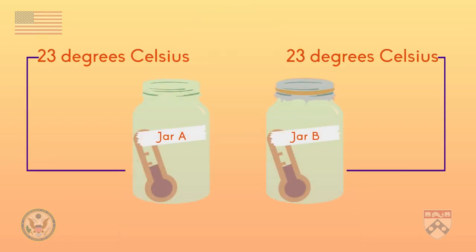First, we need to take the baseline, or beginning temperature of both jars. Both jars are 23 degrees Celsius, which is room temperature. On your warming experiment chart, begin to track your data. Fill in 0 minutes for the time and 23 degrees Celsius for the temperature of both jars. Also, mark any observations or notes you have. It should look something like this.